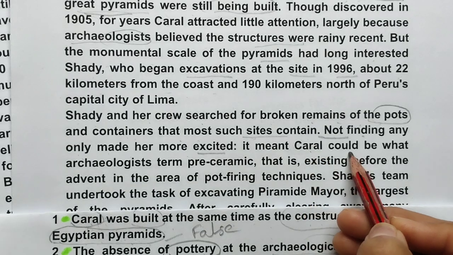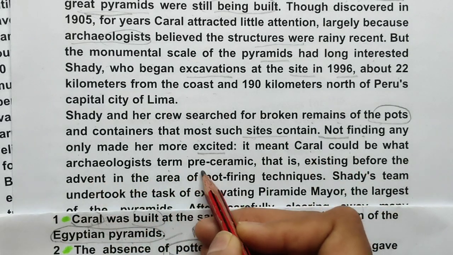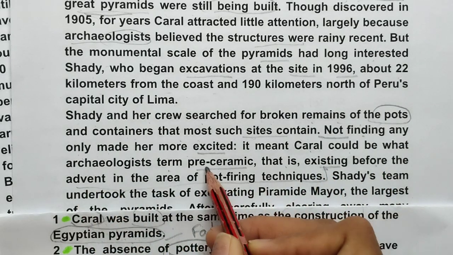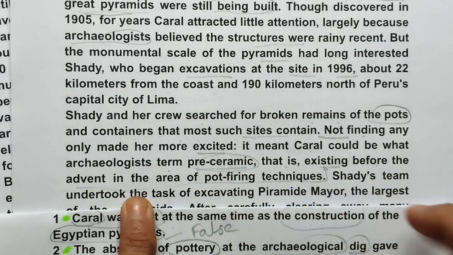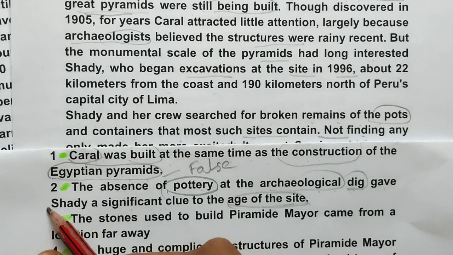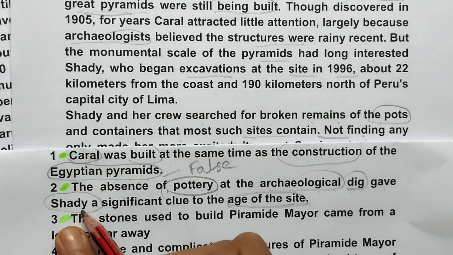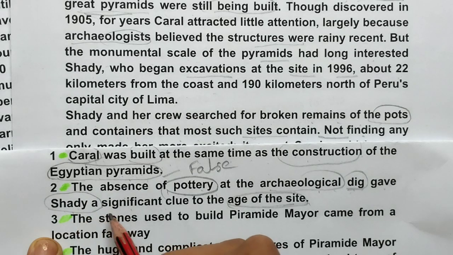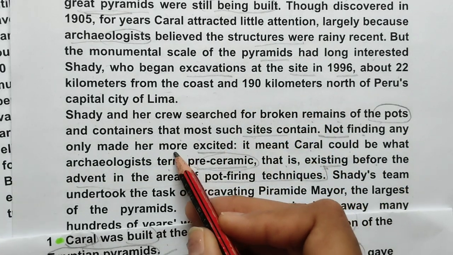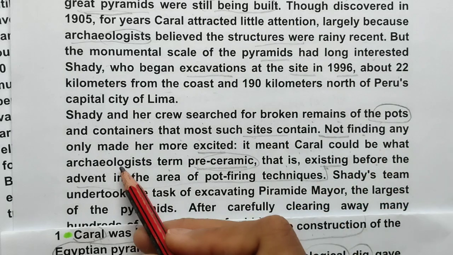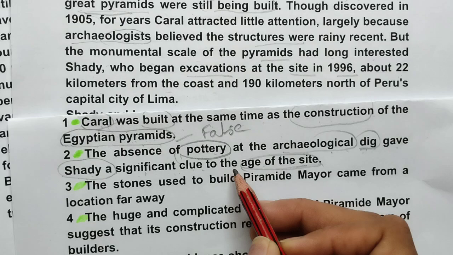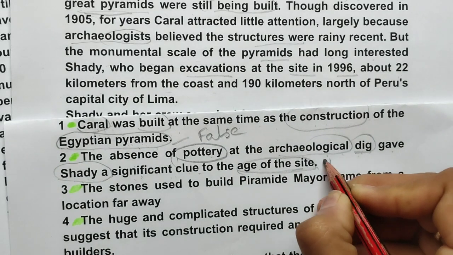It meant Caral could be what archaeologists term pre-ceramic, that is existing before the advent of pot firing techniques. It means pre-ceramic age they are talking about. The absence of pottery at the archaeological dig gave Shady a significant clue to the age of the site. Now Shady is a person, don't get confused with this word. So this is true.